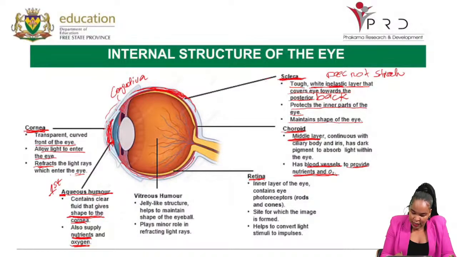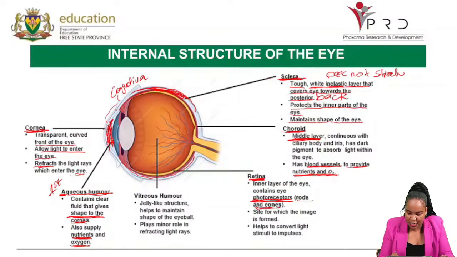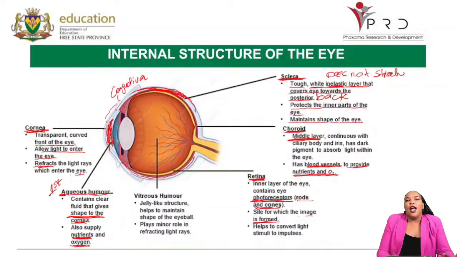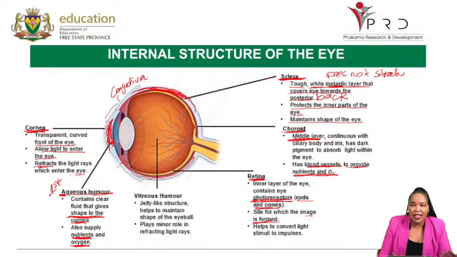Then let's come to the retina. The retina is the inner layer of the eye. It contains the photoreceptors. If you forget this name, you can just say it contains the rods and the cones. The rods and the cones are the photoreceptors that enable you to see light or to form an image. And then it is a site at which an image is formed. If they ask you what is the function of the retina, you are going to say it is the site at which an image is formed.